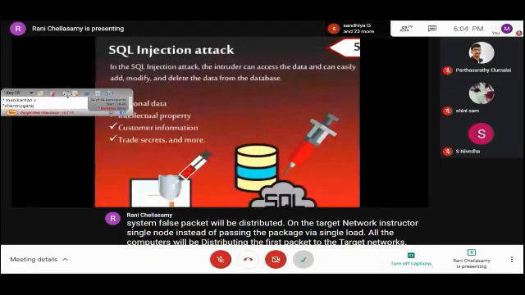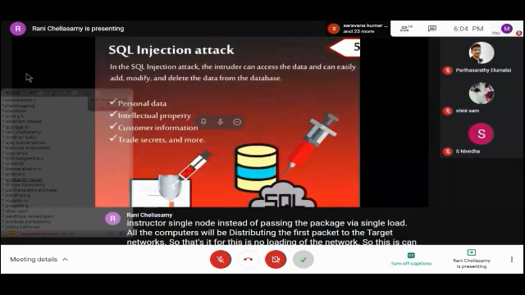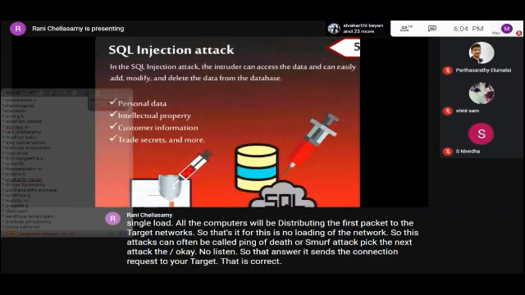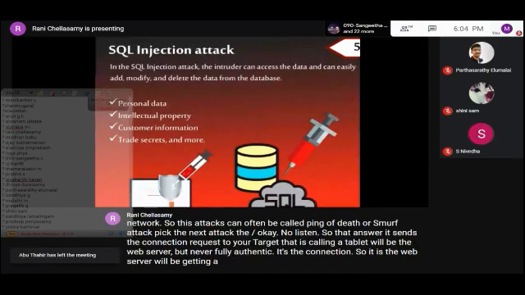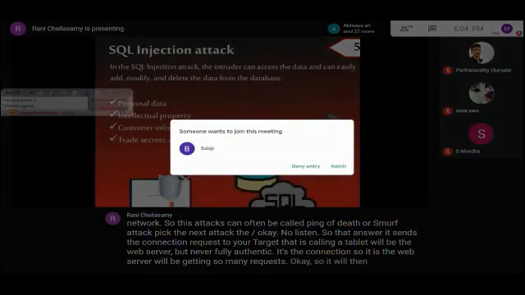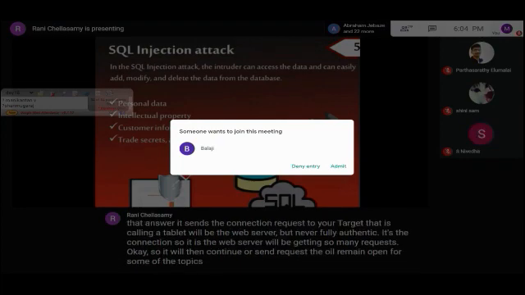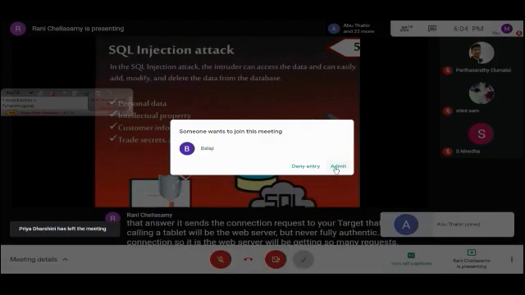Okay. The next attack is, as you all know, the SYN flood attack. It sends a connection request to a target, that is, the web server, but never fully authenticates the connection. So the web server will be getting so many requests. It will then continue to send requests to all the remaining open ports on the target web server until it forces a server-side crash. So it goes to a crash condition.